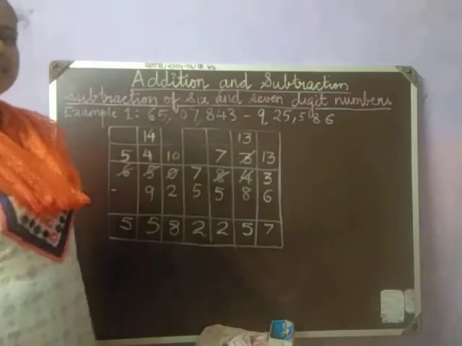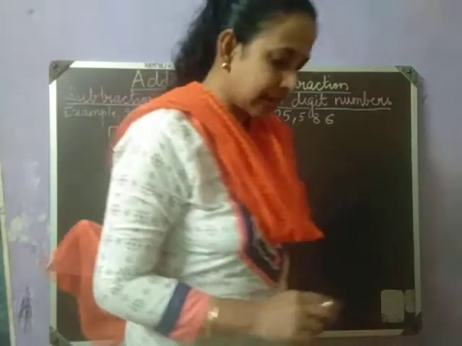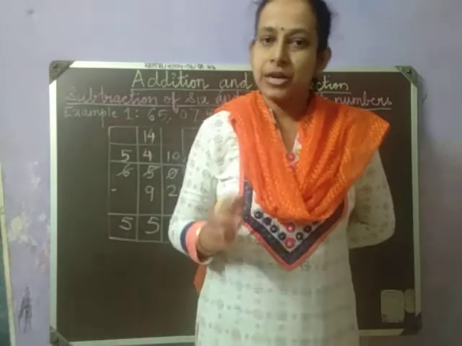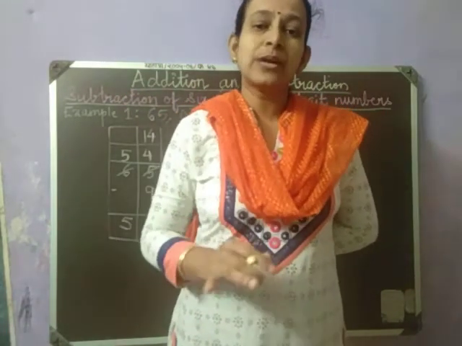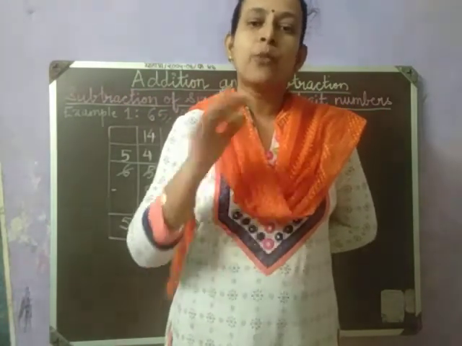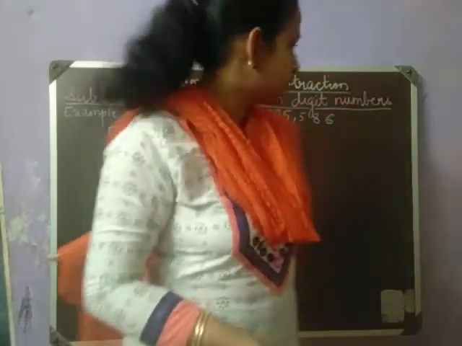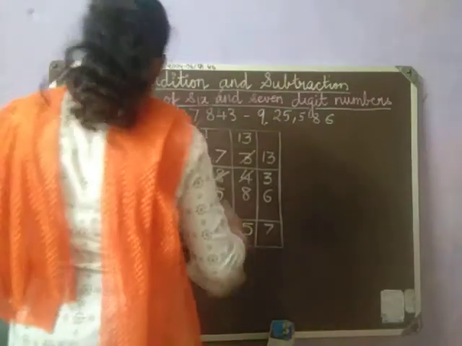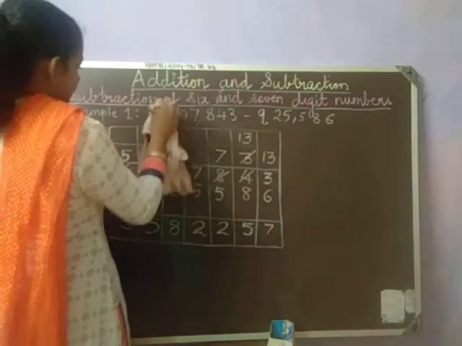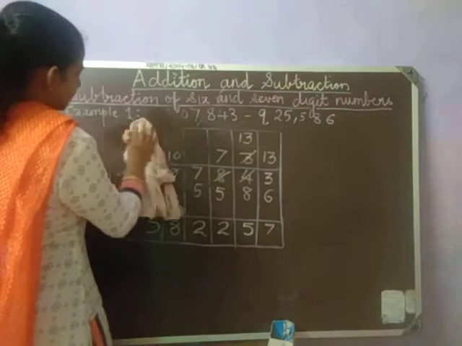55,82,257. So this is how you were calculating in the earlier classes. Now you need to learn how to calculate by keeping borrowed numbers in your mind. So let us go for the next example. Let us do now the second example, example number 2.